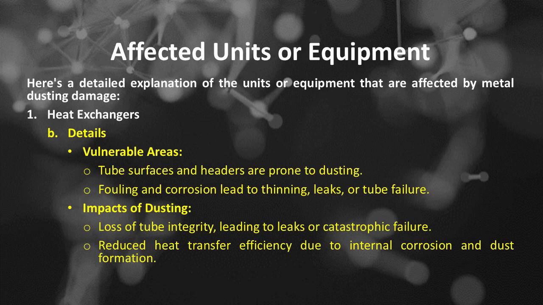Heat exchangers' vulnerable areas, such as tube surfaces and headers, are prone to dusting, fouling and corrosion, leading to thinning, leaks, or tube failure. Impacts of dusting on heat exchangers are loss of tube integrity, leading to leaks or catastrophic failure, and reduced heat transfer efficiency due to internal corrosion and dust formation.